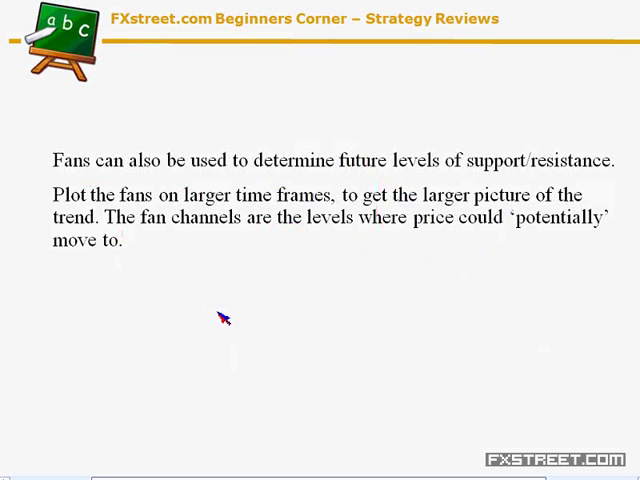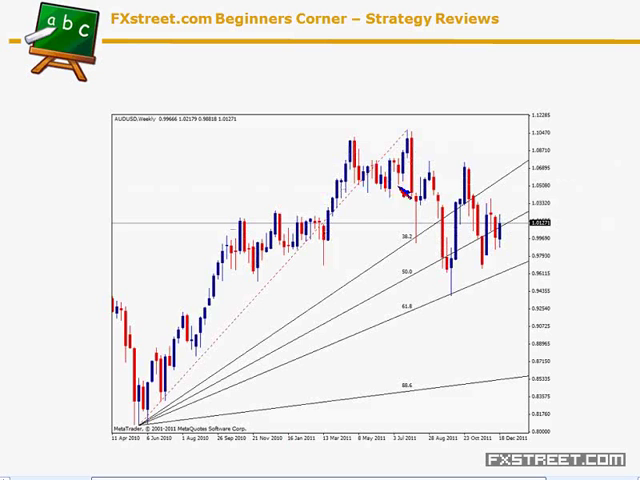So, okay, here is what I was saying. Fans can also be used to determine quicker levels of support and resistance, and the channels, the levels where price could potentially move. Okay, if you take a look at this particular chart, the Australian dollar versus American dollar weekly chart, you will appreciate clearly what I was saying about using bigger time frames, right? As you can see, price action tends to react exactly at those Fibonacci areas, regardless that they vary in time.